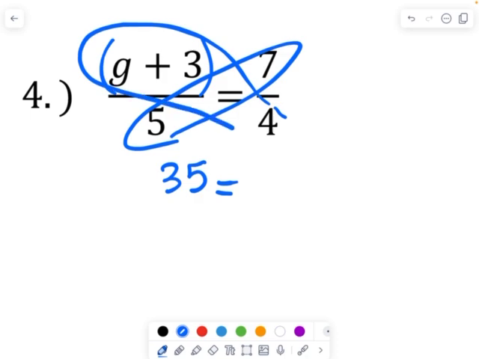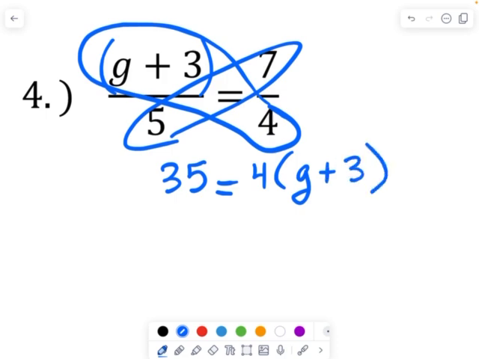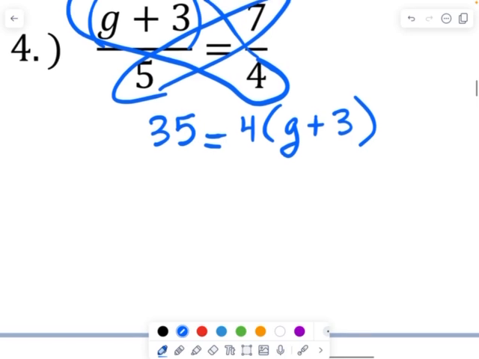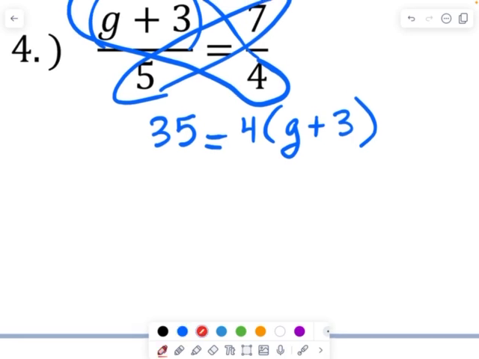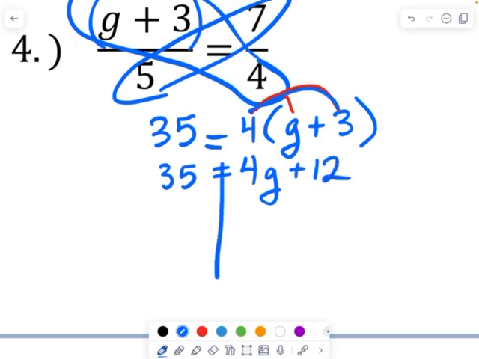But what I need to do is I need to multiply 4 times the expression g plus 3. I must have said 4 before, sorry. And now we see a problem that needs to use the distributive property to simplify. So 4 times g is 4g, plus 4 times 3 is 12.